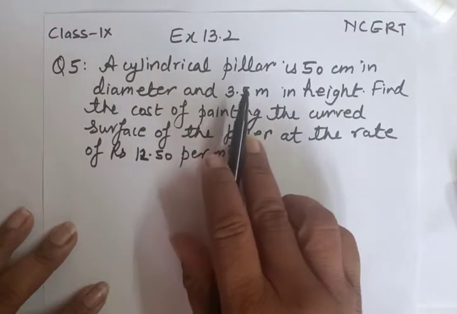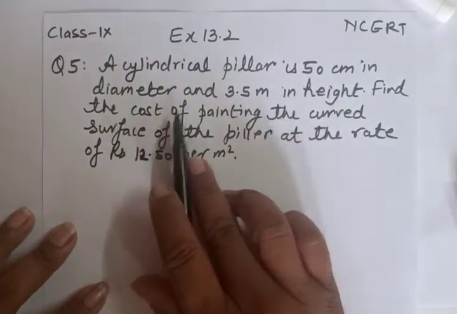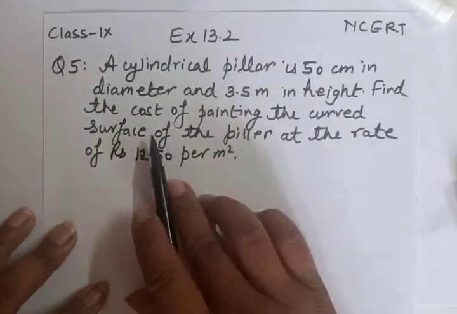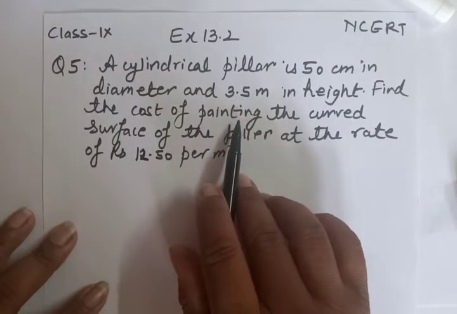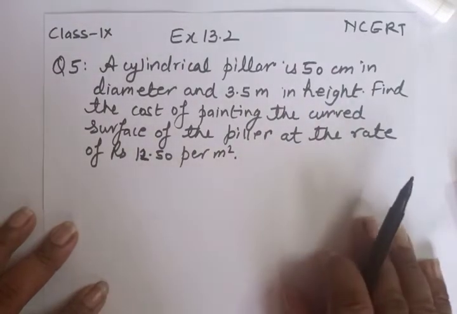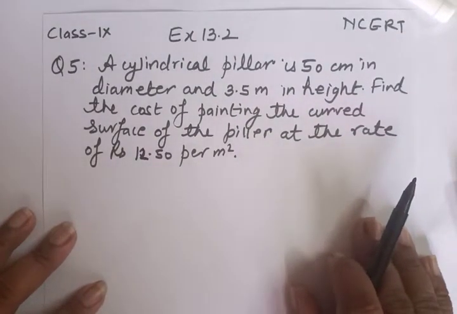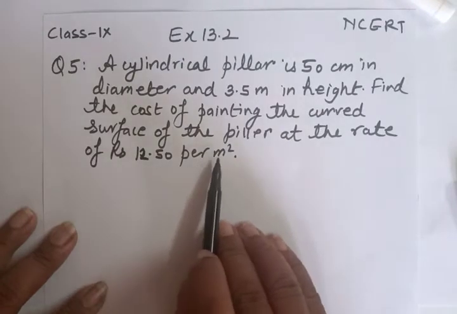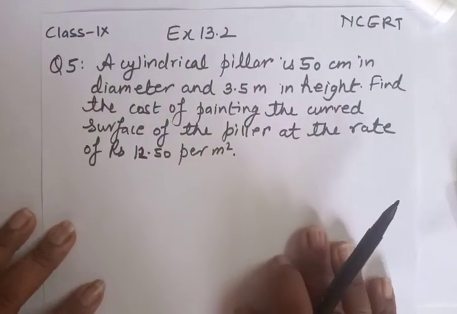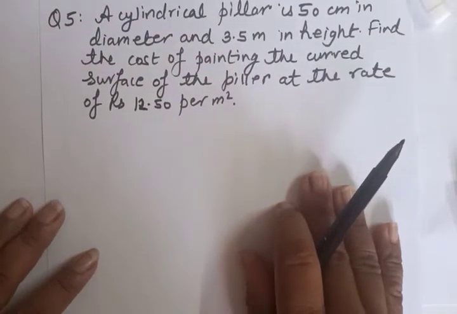A cylindrical pillar is 50 centimeter in diameter and 3.5 meter in height. Find the cost of painting the curved surface area of the pillar at the rate of rupees 12.50 per meter square. See, the cost they have given for 1 meter square, the cost is 12.50. So let's understand with the help of a figure.